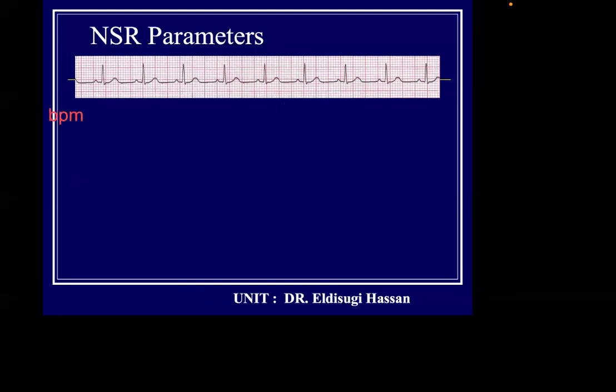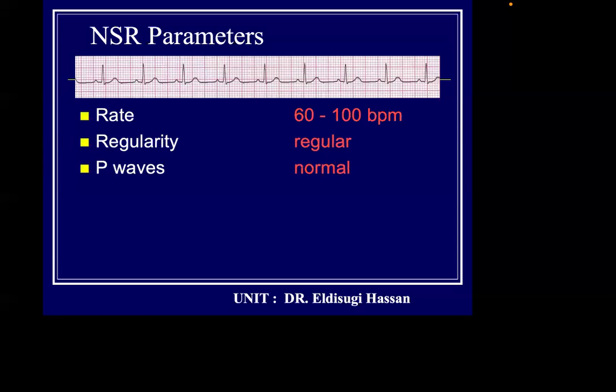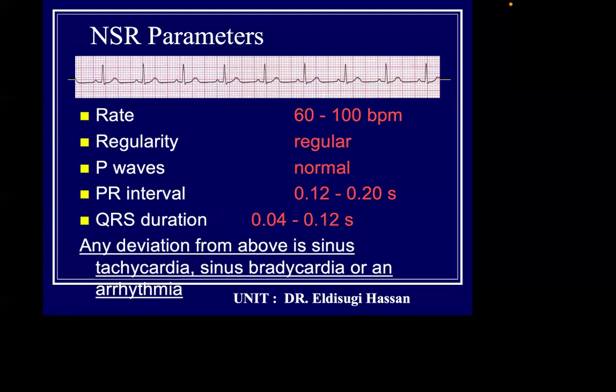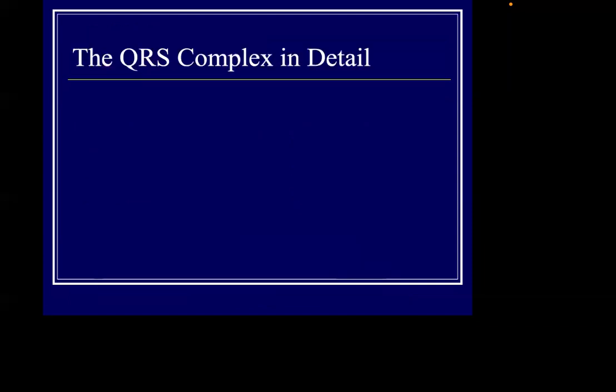So the normal sinus rhythm parameters: usually the rate is around 60 to 100 beats per minute. Usually it is regular. The P wave is there and normal in shape, contour and duration. The PR interval is normal, and the QRS complex duration is normal. And any deviation from the above is sinus tachy, sinus brady, or an arrhythmia. So all of these things we call arrhythmias, and this will be discussed later.